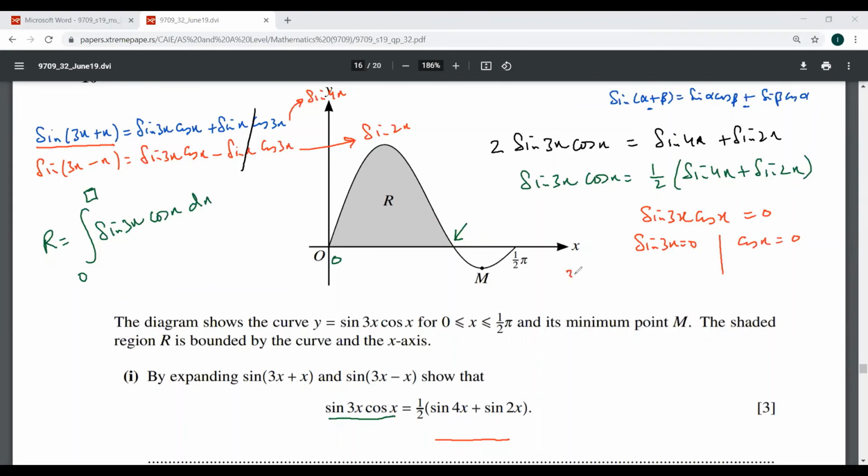So this means your 3x is going to be zero, pi, 2 pi, 3 pi, and so on. And cos x equal to zero means your x is going to be pi by 2 or 3 pi by 2. So we'll see that x here would become 0, pi by 3, 2 pi by 3, and pi, and so on. For these values of x, this whole sine 3x cos x is going to be 0. So after 0, which is the smaller value, here you have pi by 2, and here it is pi by 3.